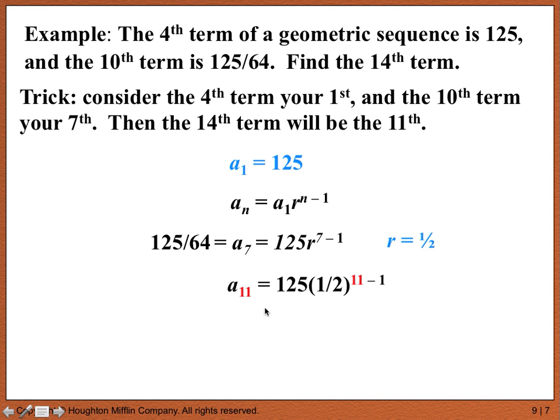So a sub 11 equals 125, just filling in a sub 1, times 1/2, which is what I found, that's my common ratio, to the 11 minus 1. And when I evaluate that, I get 0.12207. And that is the 14th term in the unadjusted sequence, which corresponds to the 11th term of the adjusted sequence.